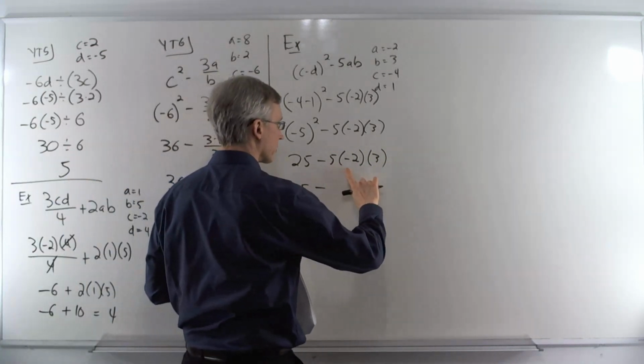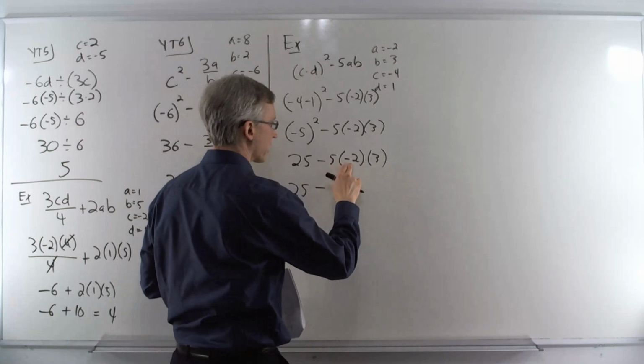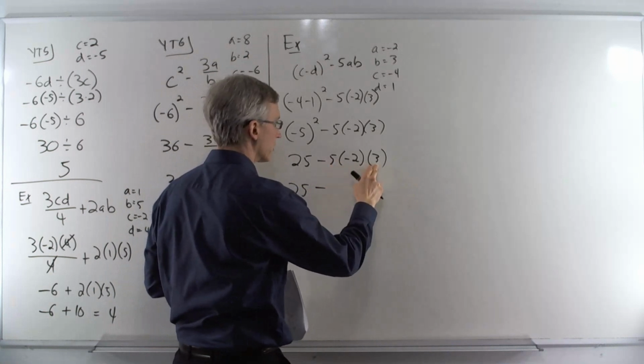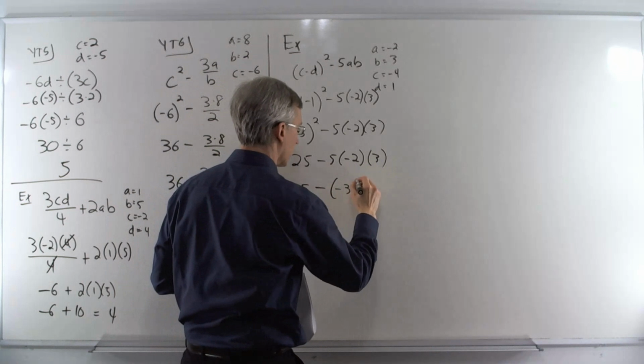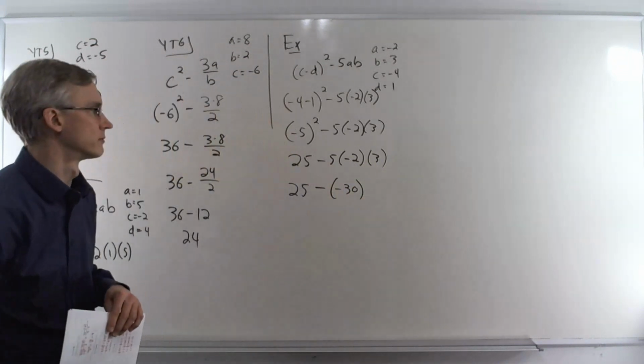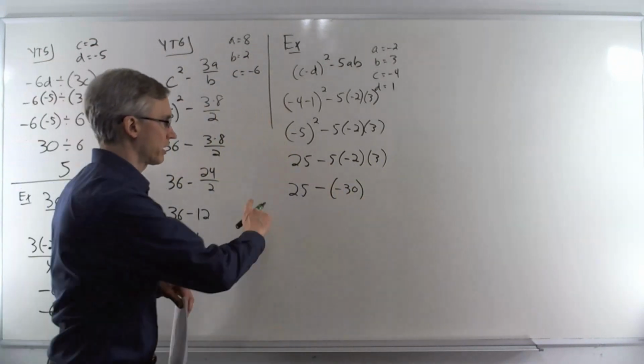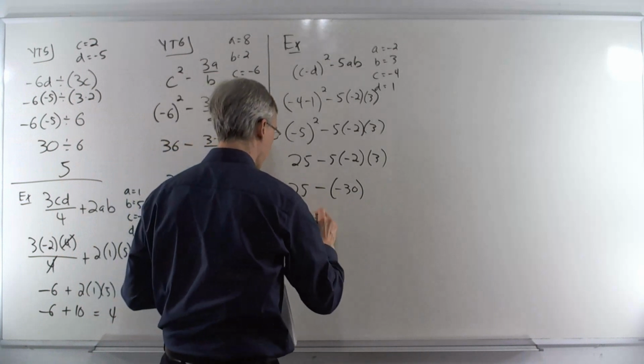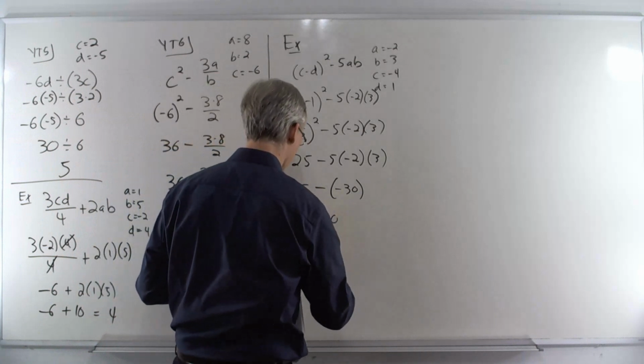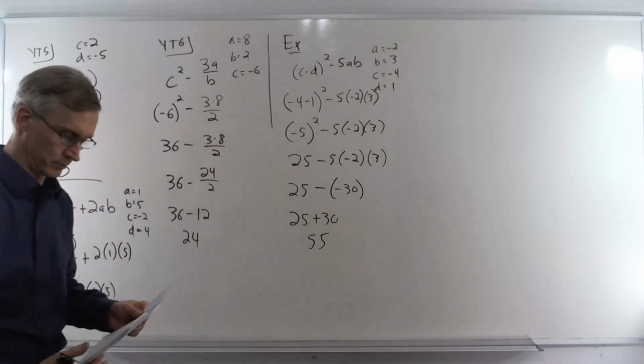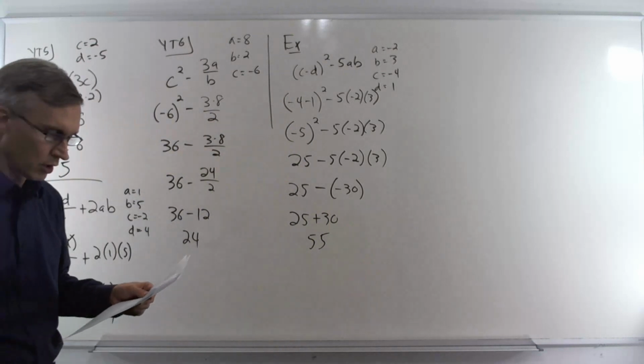Before we do that, we're going to multiply all these out. 5 times negative 2 times 3. That's negative 30. Now subtracting a negative, that's like adding, so 25 plus 30, add them together and we get 55. Your turn, number 7.